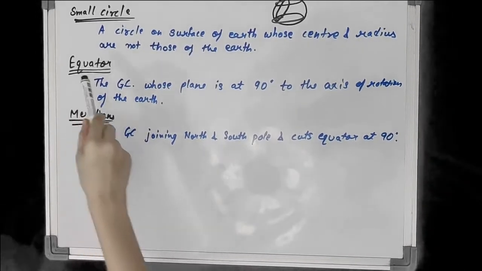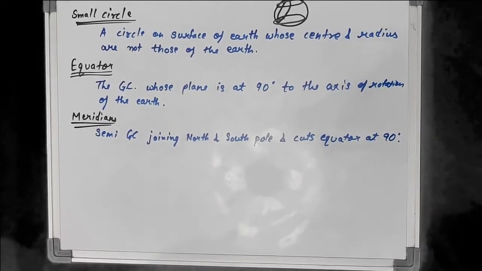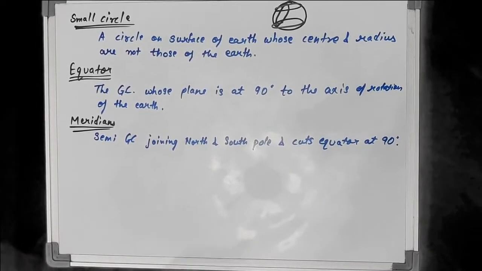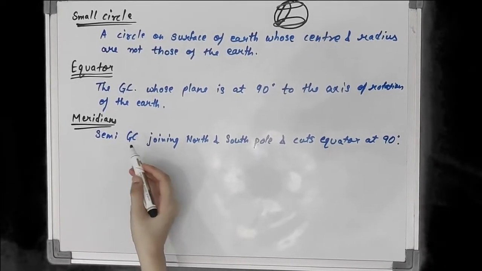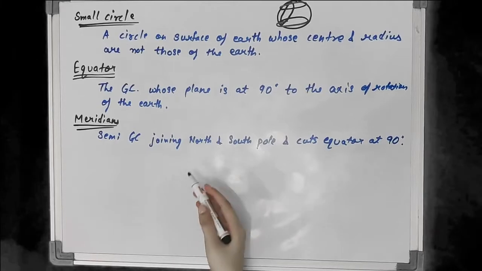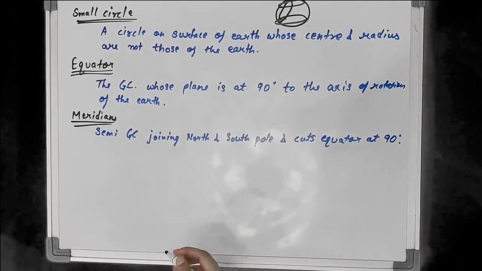Now let us talk about equator. A great circle whose plane is 90 degrees to the axis of rotation of Earth is called equator. Meridians. Semi-great circles joining north and south poles and cutting the equator at 90 degrees.